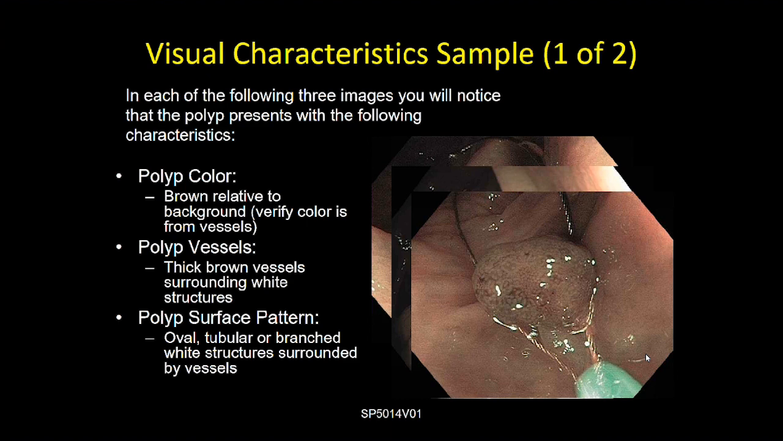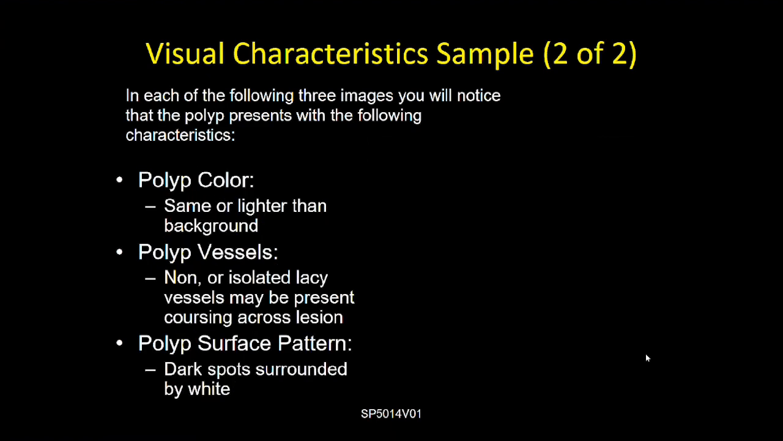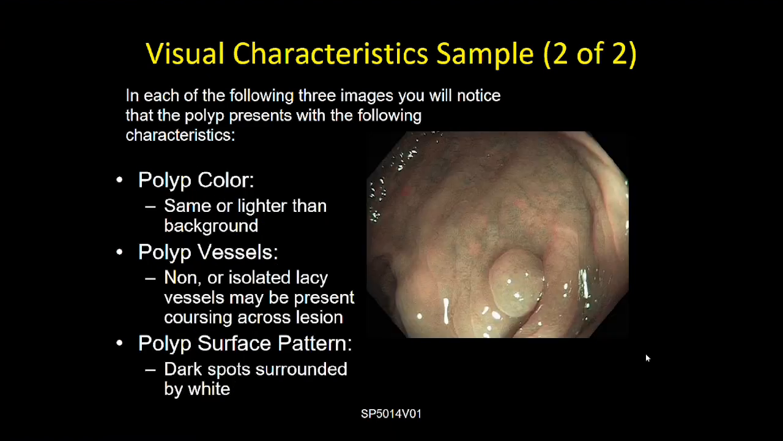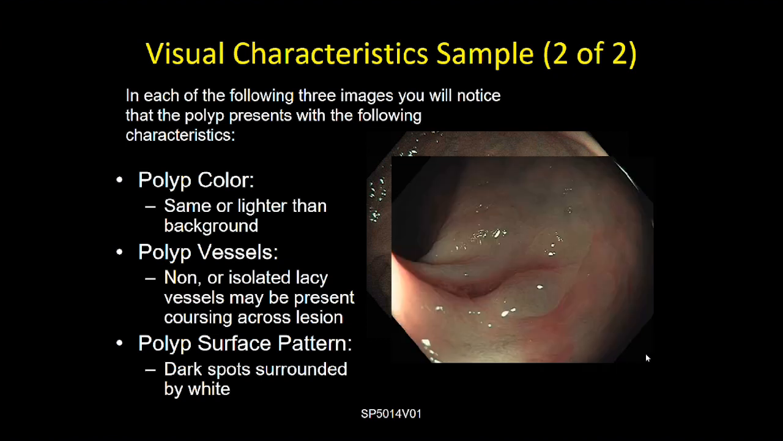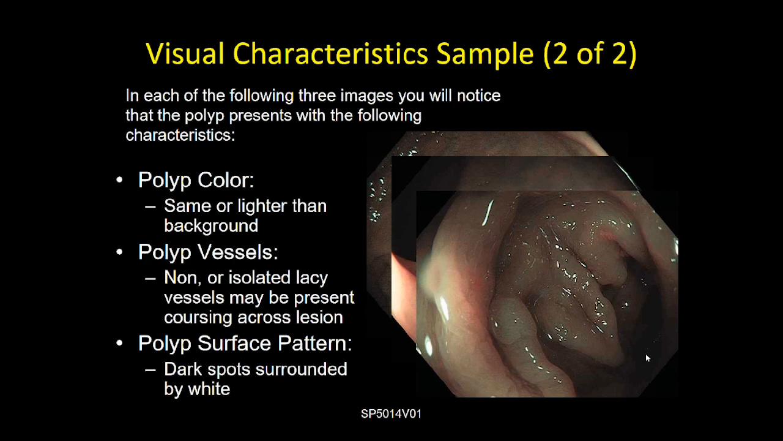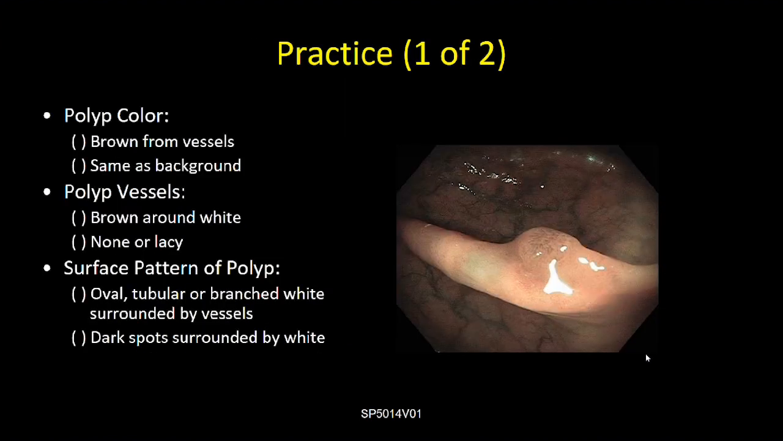Obviously, I'm taking it off here with a snare. And let's look at this one. Now, this color looks exactly the same as the background, okay? Same with this one, about the same as the background. We don't see much in the way of vessels, and we don't see much of a surface pattern. This was a hyperplastic polyp, as was this one.